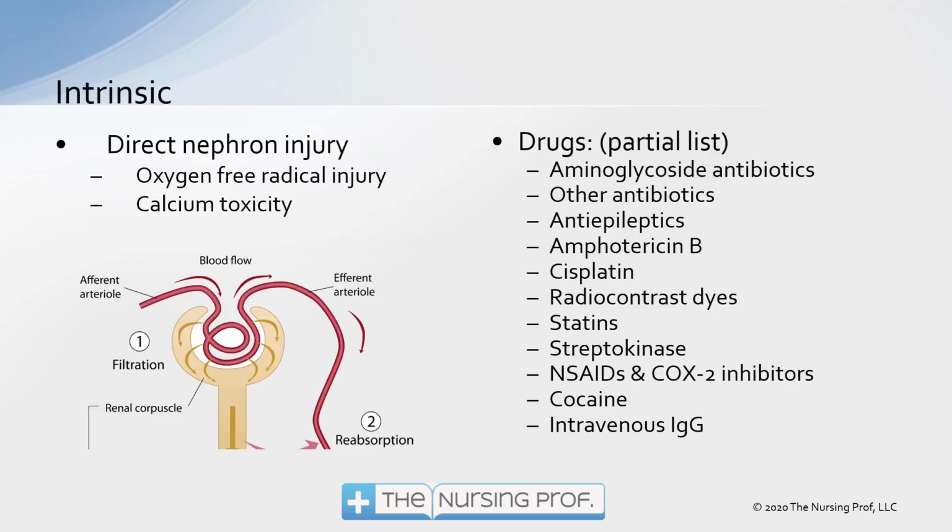Intrinsic is the next type, so this is the damage directly to the nephron, and this is the type that's really difficult to recover from, because again, it's like burning holes in the filter, and it doesn't heal up well in order to be able to have normal renal function again.